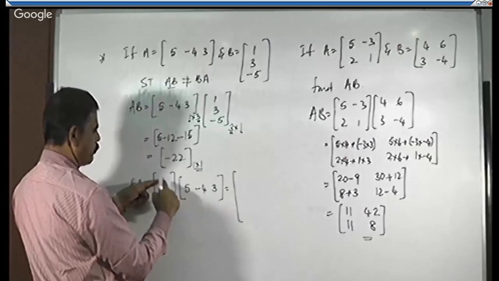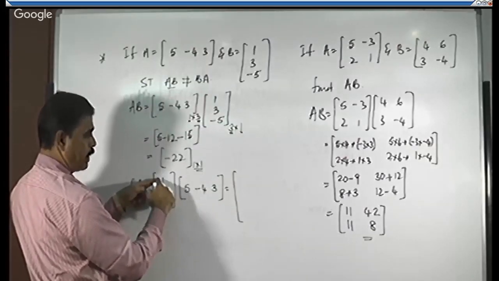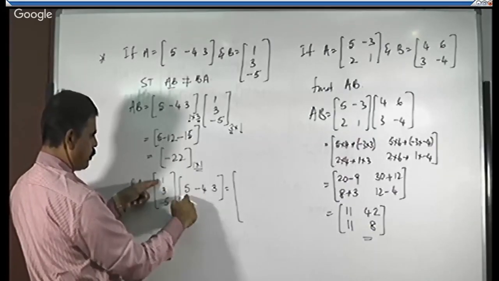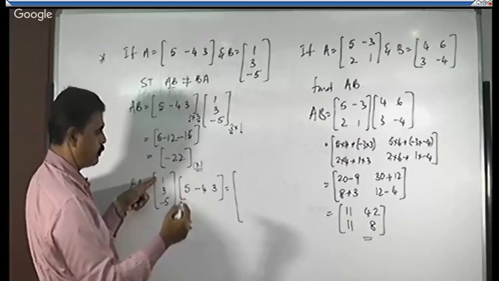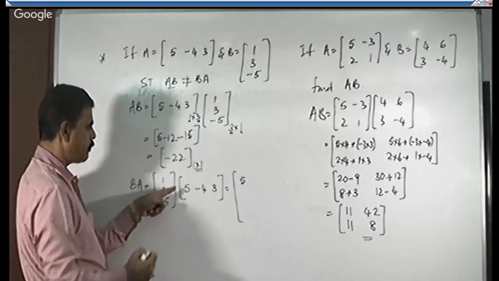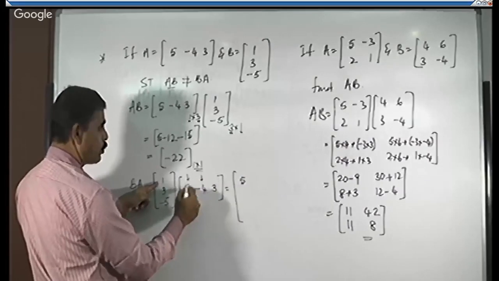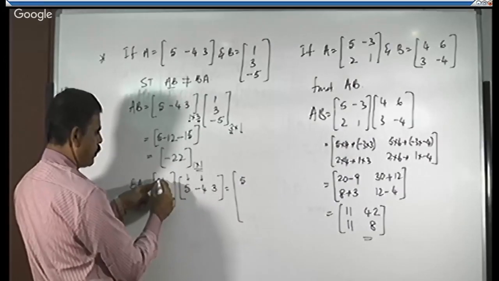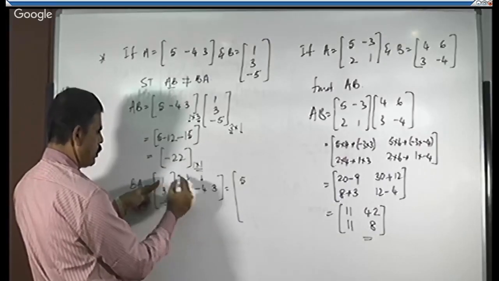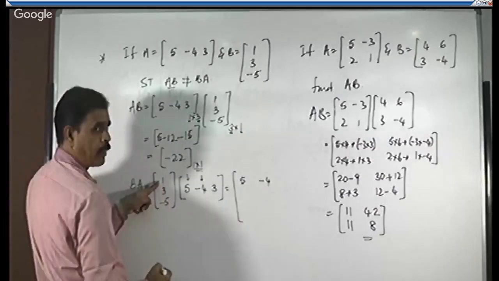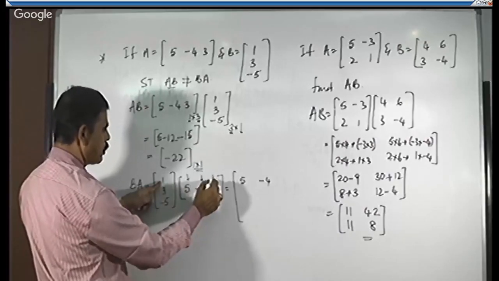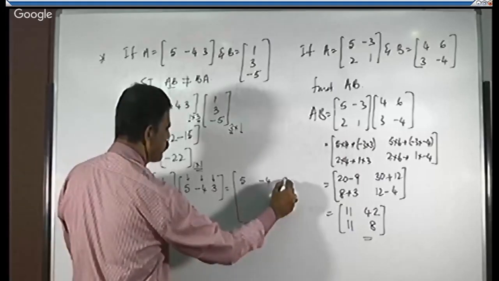First row, first column. How many elements are there in first row? We have only one element. How many elements are there in first column? Only one. So this element into this element will be the first row into first column. That is 1 into 5. Right? Next, we move to the second column with the first row. 1 into minus 4 is minus 4, which is the second element in the first row of the answer. First row, third column, that is 1 into 3, that is 3.